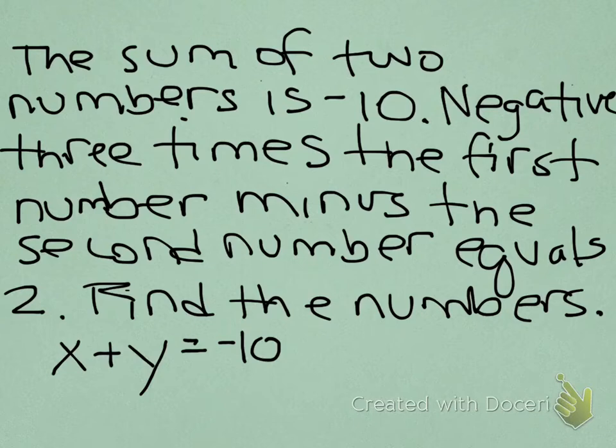Then it says -3 times the first number minus the second number equals 2. So if I did the first number as x, I'm going to write this one as -3x minus the second number is what they say, so minus y equals 2. And that's going to be my two equations. Now I need to solve them. So let me rewrite.